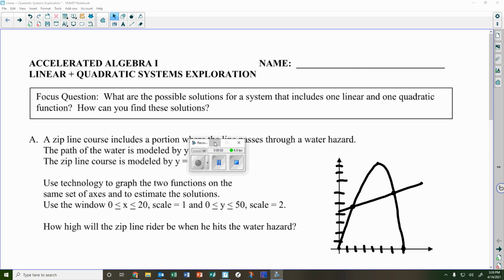Okay, advanced math. So today we're going to get into linear and quadratic systems. And a system is basically when you have two lines on the same graph. So as you can see here, I got a graph here. I got a straight line and I got the parabola. And that's from these two equations here.